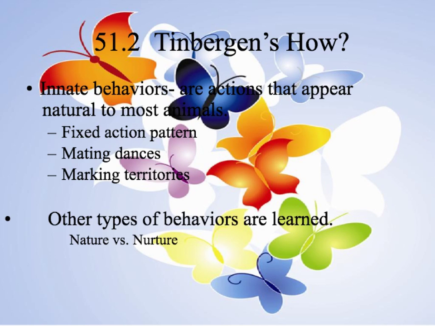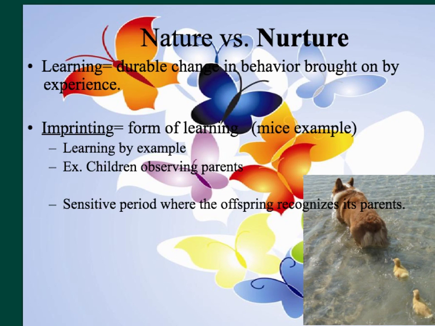So let's talk about Tinbergen's how, and those are innate behaviors or actions that appear natural to most animals. We're going to talk about fixed action pattern, mating dances, and marking territories. So we've talked about that fixed action pattern, which was like the stickleback with that red color. The mating dances kind of speaks for itself, and so does marking territories. But some other types of behaviors are learned, and that's that nature versus nurture.